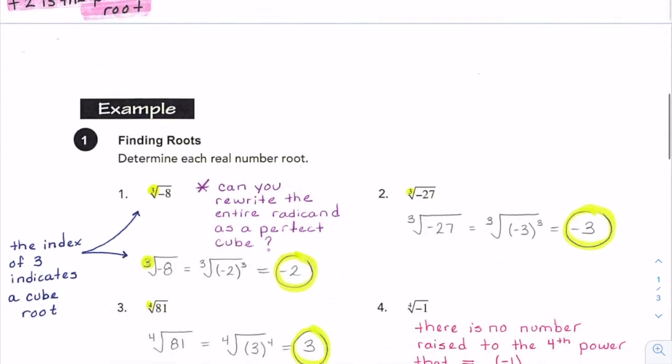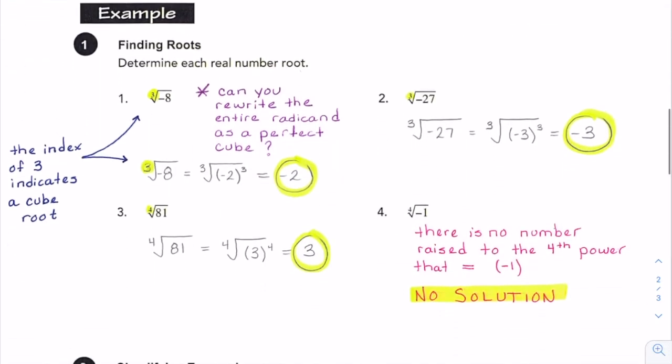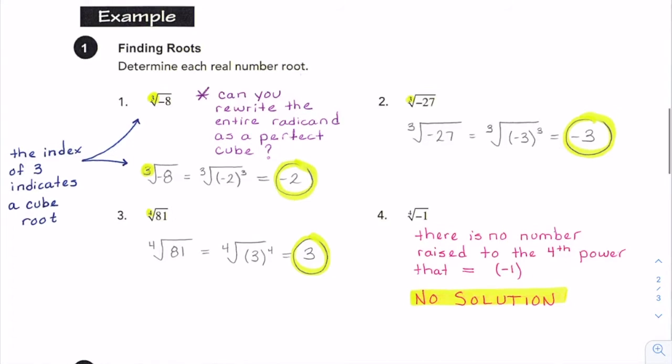All right, the first example set is finding roots. So this is just looking to see if you can determine each real number root for each problem. And this is where you might want to start making a list of perfect cubes, perfect squares, whatever will be helpful.